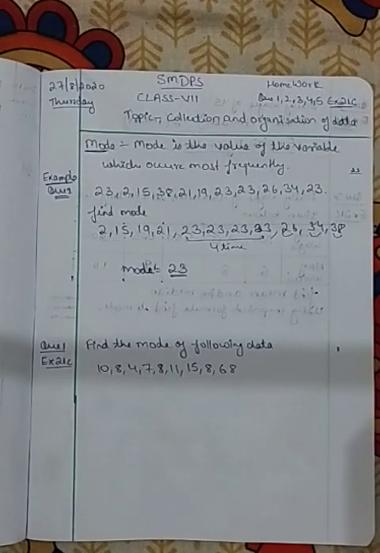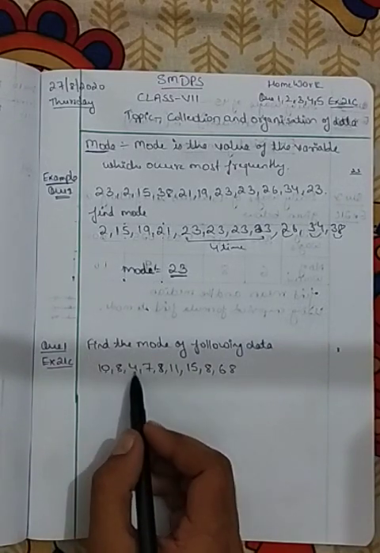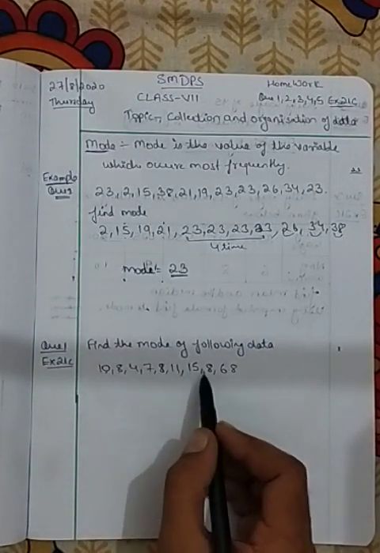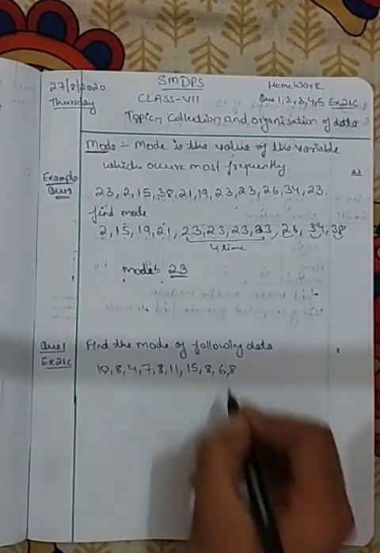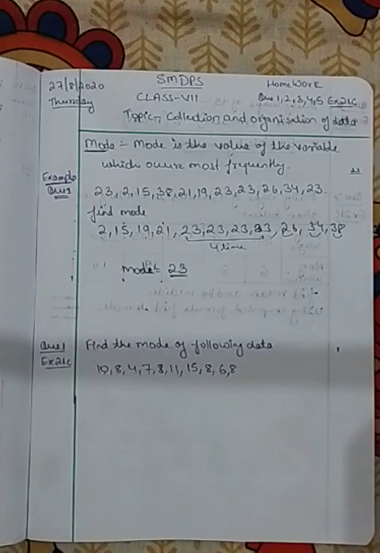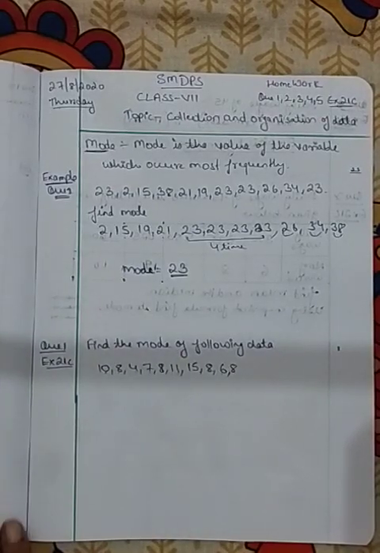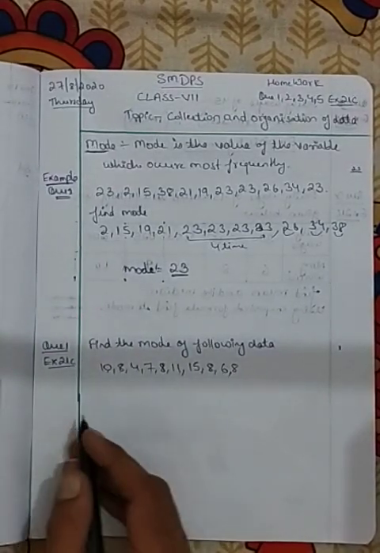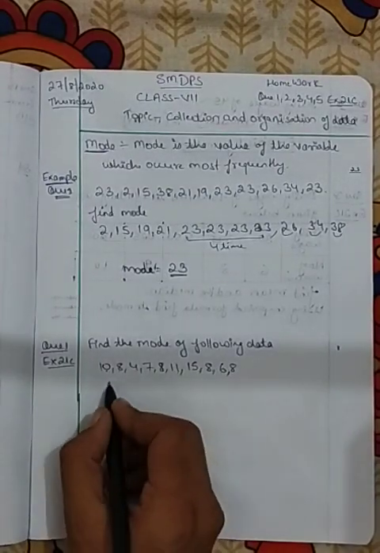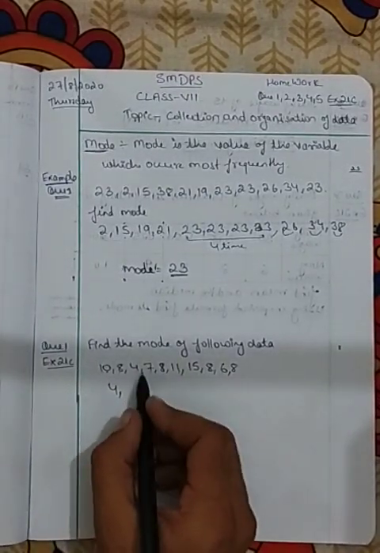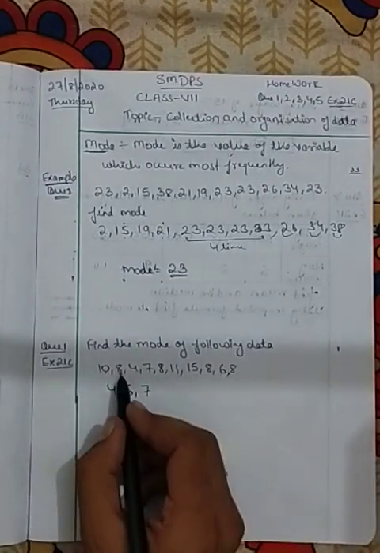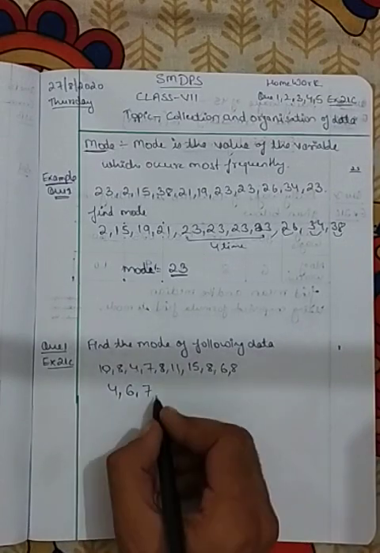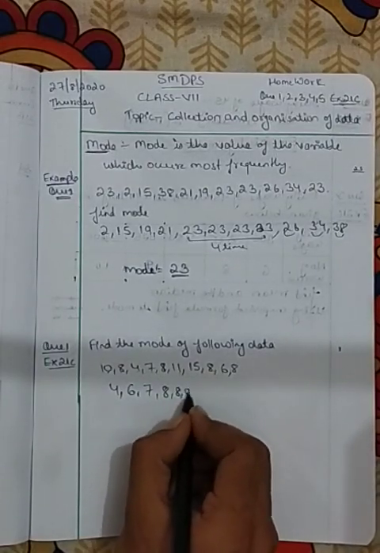Taking another example, find the mode of the following data. We have data 10, 8, 4, 7, 8, 11, 15, 8, 6 and 8. You need to calculate the mode of this data. First thing is arrange it in ascending order. Arranging it in ascending order, what we have? First 4 will come, then 6, then 7, then 8. How many times? 1, 2, 3, 4. 8, 8, 8, 8.